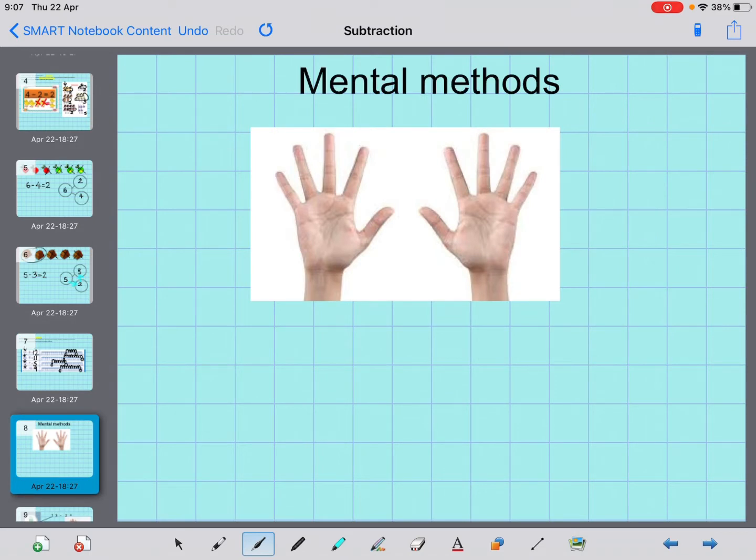We can use more mental methods, so we can use our fingers. So for example, if I have 10, take away 5, I can get my 10 fingers up and I can put away 5 of them, and I can see in front of me I have 5 fingers left. So this is really useful for using your subtraction with numbers below 10. Using our fingers is a really great tool because we've always got them with us, so we can do it at any time.